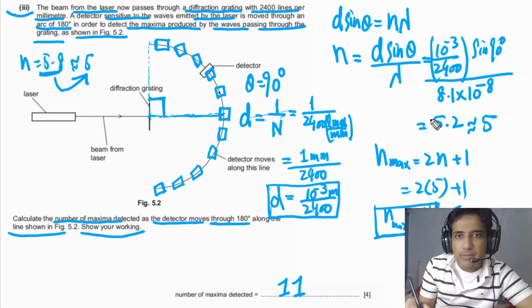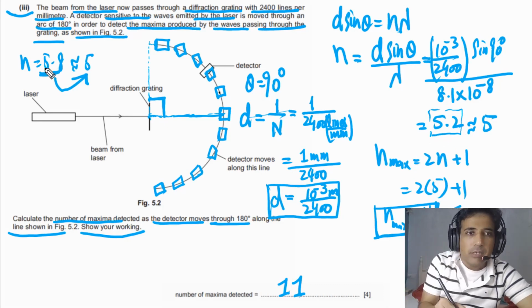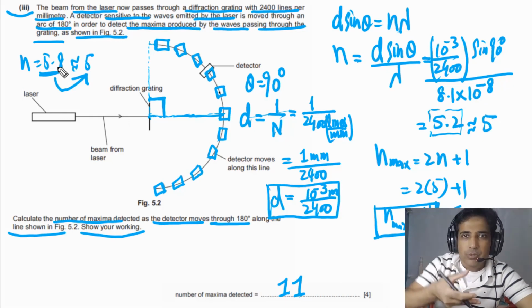This is a very important point because bright fringes cannot be 5.2. So the only possible is that they can be 5. Even if you got the answer 5.8, bright fringes cannot be 5.8. They can only be 5. So you have to take the lower integer, not the higher one.